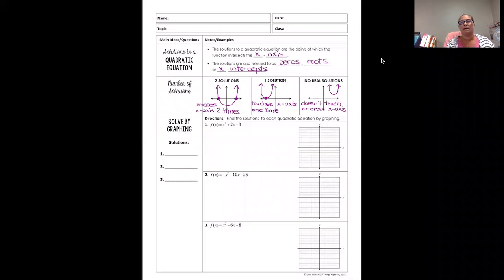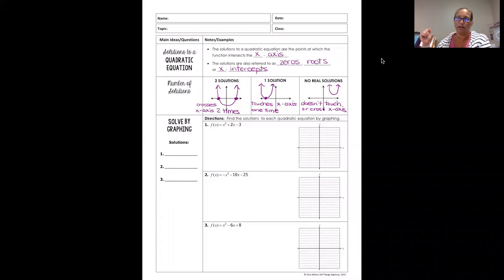And as you can see in the next section, which talks about the number of solutions, if your quadratic equation has two solutions, the graph of your parabola is going to cross the x-axis 2 times. One solution is going to touch the x-axis 1 time, and no real solutions will not touch or cross the x-axis at all. So when you graph these functions, you're going to be graphing them in your calculator.